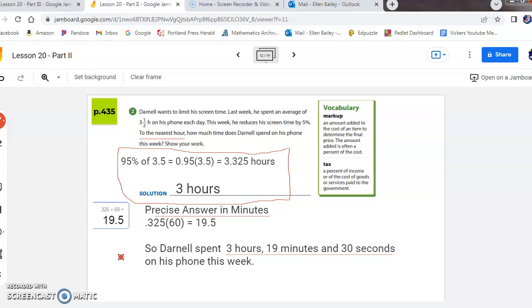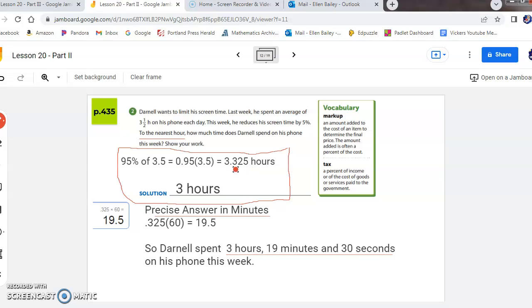All right, now that's not all that precise. So this here, I would just like you to listen to real quickly. What if you needed more precision here? So here's what I figured out. This 0.325 right here actually will tell me the number of minutes that he was on the phone. So I know he was 3 hours and some number of minutes. Well, really, he is 325 thousandths of an hour here.